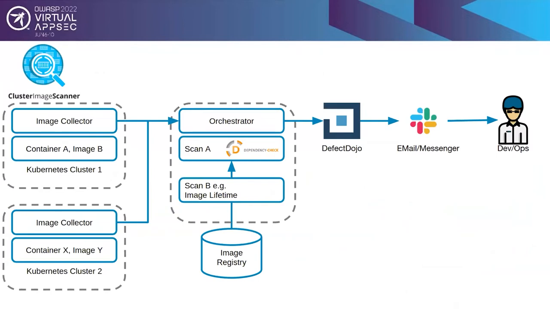The Cluster Image Scanner works a bit differently. It's also deployed in a cluster. In each cluster you have a collector which identifies which images are running in that cluster. Then that is pushed to a Git repository, and then the orchestrator picks it up and runs multiple scans, for example the dependency check to identify known vulnerabilities and also other checks. And then they are getting uploaded to DefectDojo. DefectDojo identifies these are the findings which got handled already, and these are the findings which are unhandled, and the unhandled findings are getting sent to the developers or operations people.